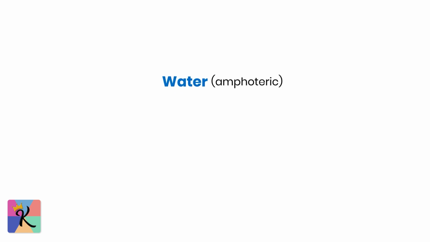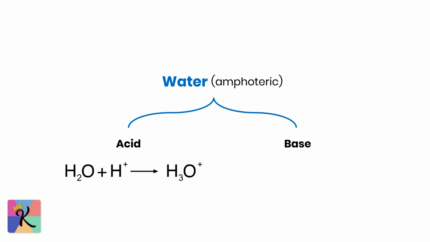Some molecules, like water, are amphoteric, meaning they can act as either an acid or a base depending on the environment. For instance, in an acidic solution, water can act as a base by accepting a proton to form H3O+. In a basic solution, water donates a proton, forming OH-.